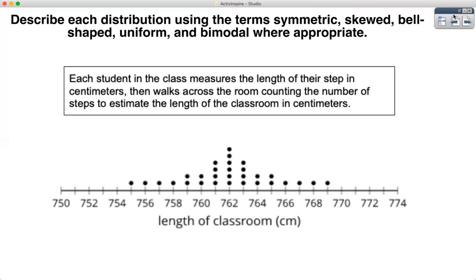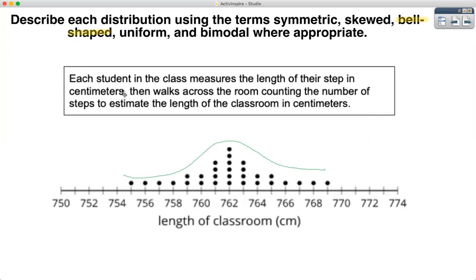Okay, now if I look at these terms, symmetric, skewed, bell-shaped, uniform, and bimodal, and then I look at my actual data set, I notice that there definitely appears to be this bell-shaped curve, right? I can see, if I almost just trace it, it definitely looks like a bell-shaped curve. So I can see right away that bell-shaped would be a word that I would use to describe this distribution.